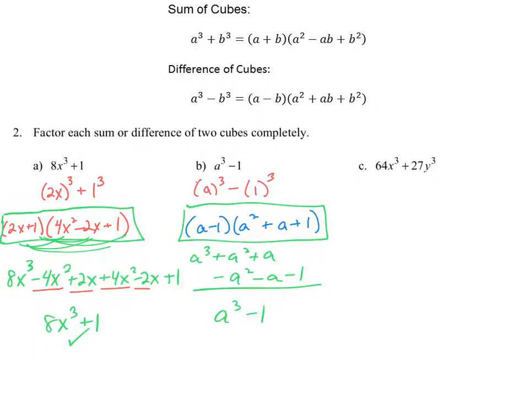Example C, we have 64x to the third plus 27y to the third. This is in the form of the sum of two cubes, where 64x to the third can be written as 4x to the third power, and 27y cubed can be written as 3y quantity to the third power. So our a is going to be 4x and our b is 3y. Since this is a sum of cubes, we're using the first model equation to find the two factors, the first being a plus b, or 4x plus 3y, and the second being a squared.